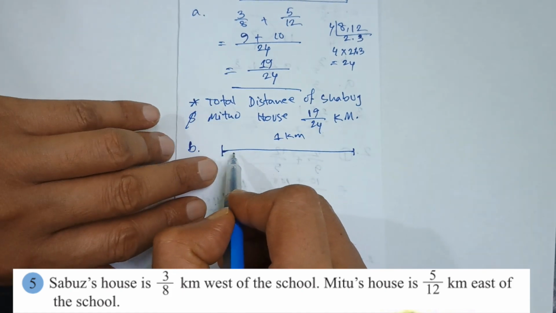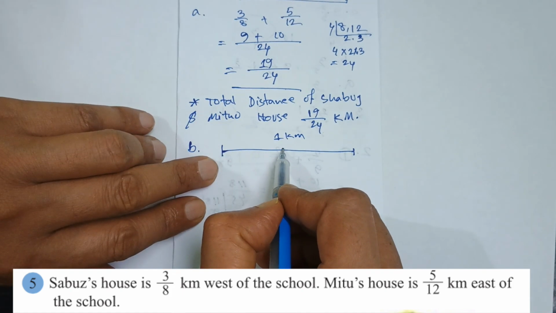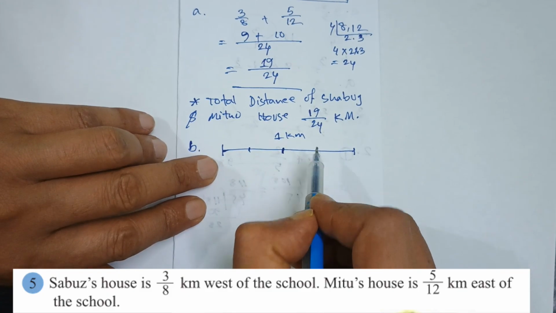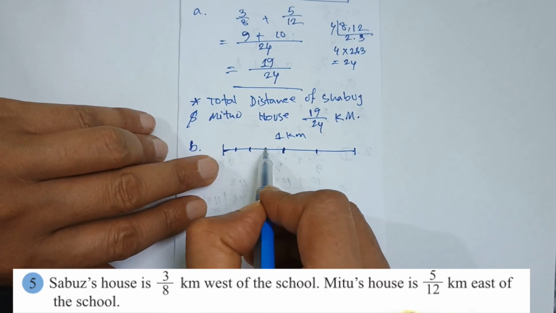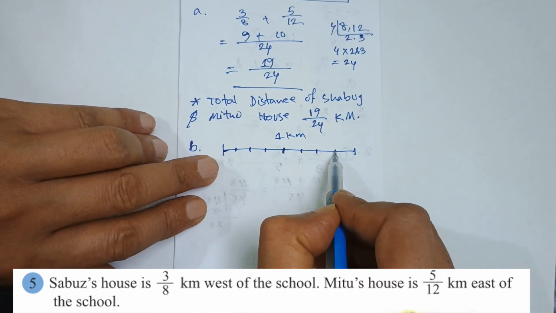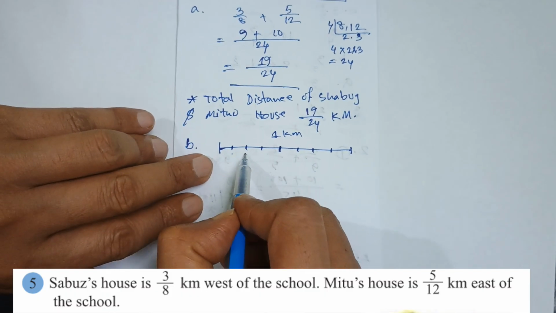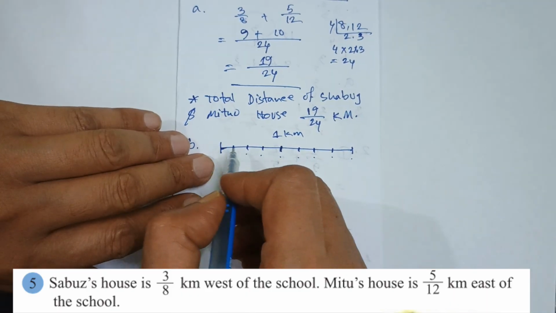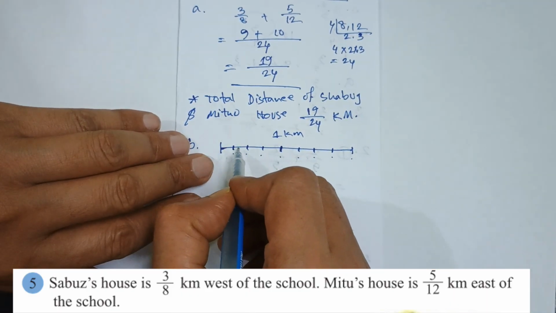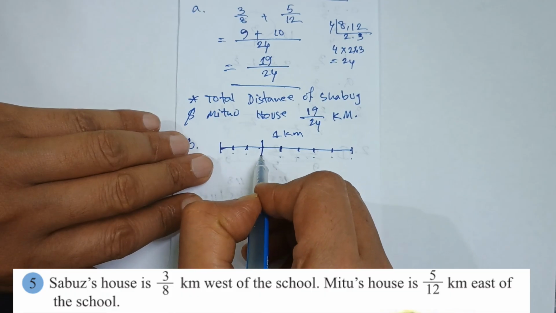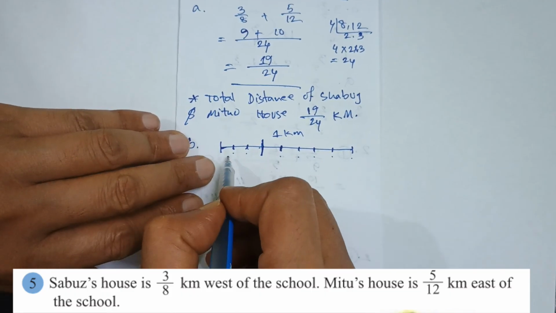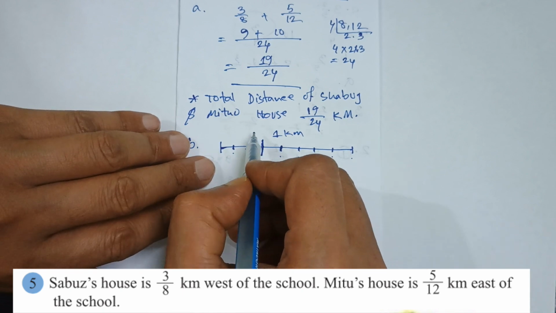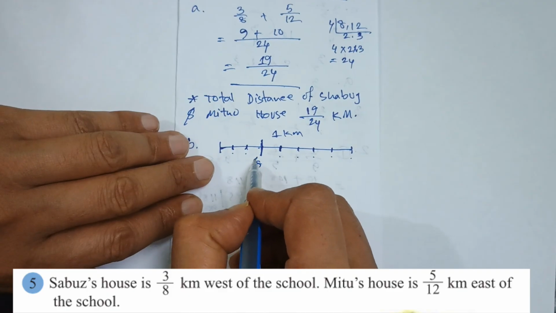8 parts, that means this is the middle, this is another middle, and this is another middle. 8 times: 1, 2, 3, 4, 5, 6, 7, 8. 8 parts, and then 3, so 3/8. 1, 2, 3. If we break down this, think this is 3/8.